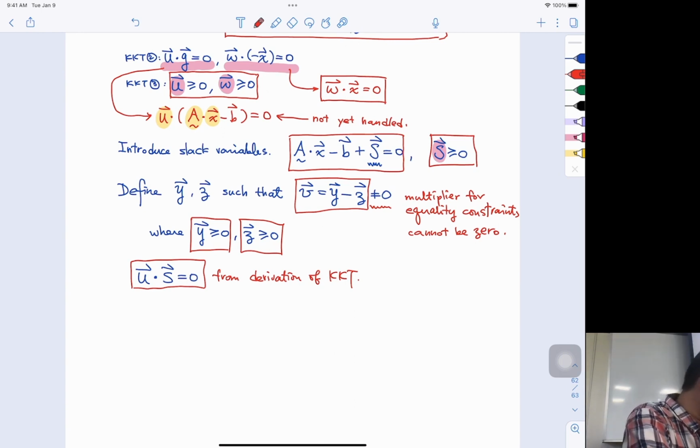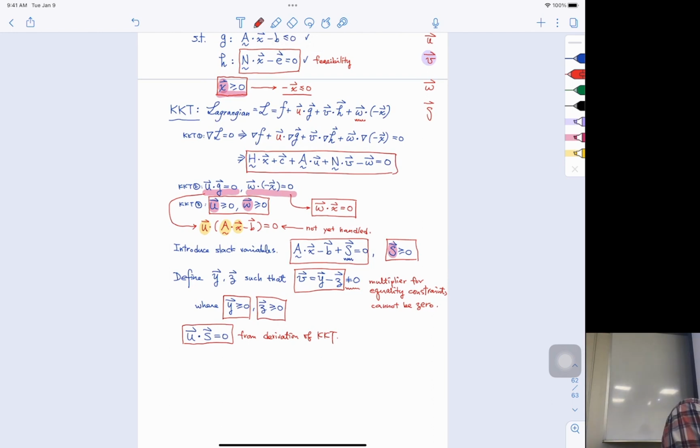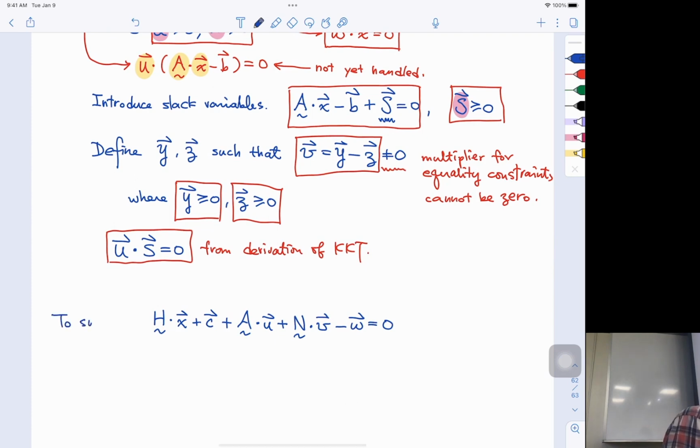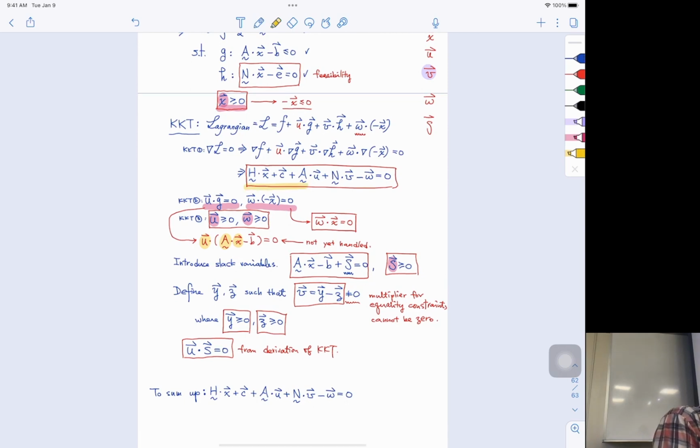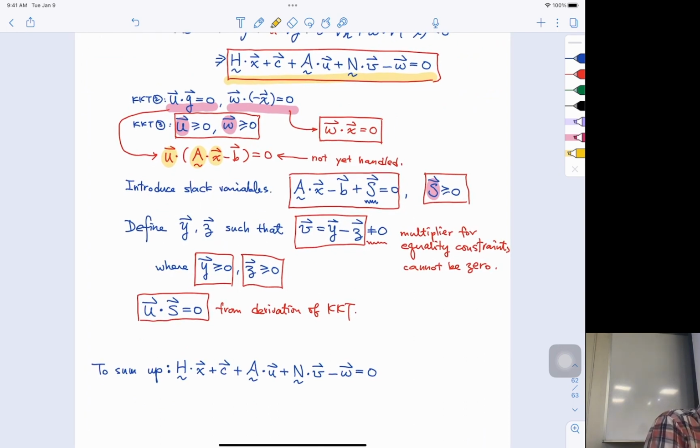Now let's try to put everything together and see what we have. There's a lot of them, so I'm going to use a lot of copy and paste. First one, copy this one and paste it here. Whatever we pick up, I will draw a yellow line underneath, just to remind ourselves that one was used. But over here we don't like v, so I'm going to replace it by y minus z.